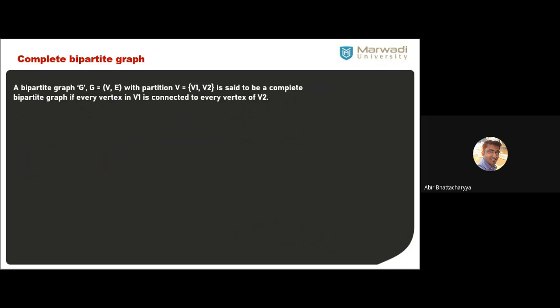Bipartite means there will be two partitions. First of all, you need to construct two partitions. Now, complete means what? Every vertex in V1 is connected to every vertex in V2. That means if I have two partitions V1 and V2, every vertex from V1 will be connected with every vertex of V2. Every vertex of V2 will be connected with every vertex of V1. Not a single vertex will be left. This type of graph is known as a complete bipartite graph.